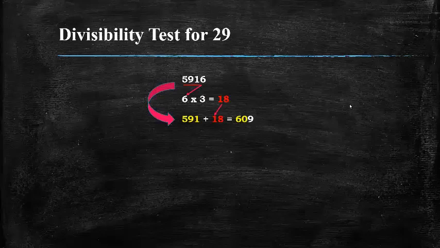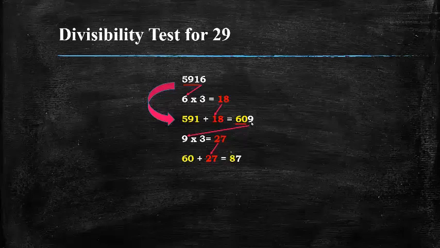So in this 609, I am going to take again the unit digit 9. I am going to multiply it by 3. That gives me a value of 27. And this 27 will be added with the remaining value, that is 60. So 60 plus 27 will give me a value of 87. So 87, 29 into 3 is 87. If you are very strong with the multiplication table, 29 into 3 is 87. So this number should be divisible by 29.